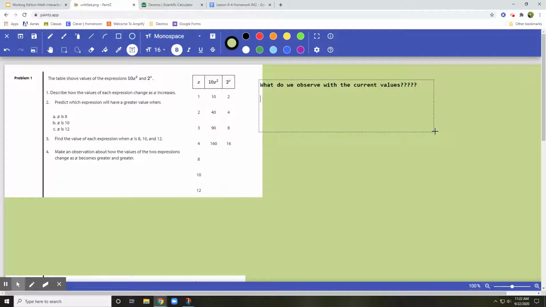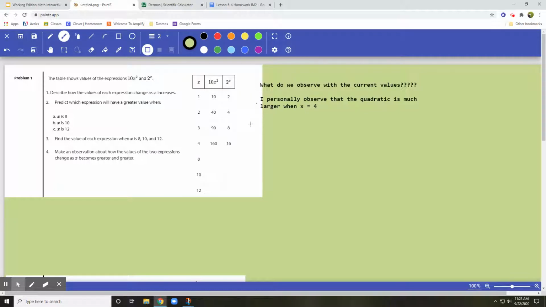So I don't know about you, but I personally observe that the quadratic is much larger. Also, I observed that I can't spell quadratic, so, whatever. We're seeing that it's much larger right now, much larger when x equals 4. So what do I mean by that? Let's draw what I mean. When x is 4, we're looking at this section right here, and it's pretty obvious that this is literally 10 times as much as this one.